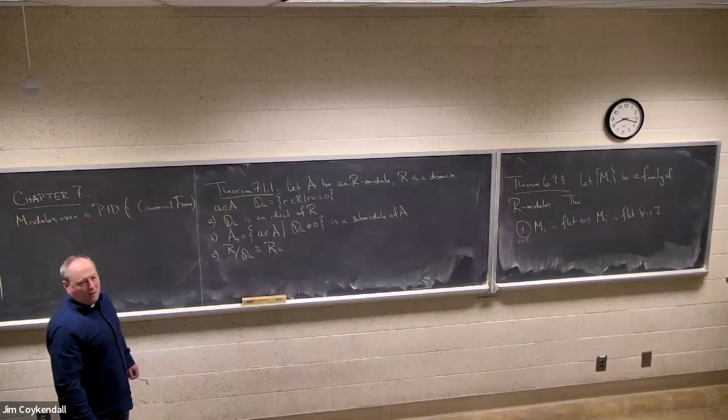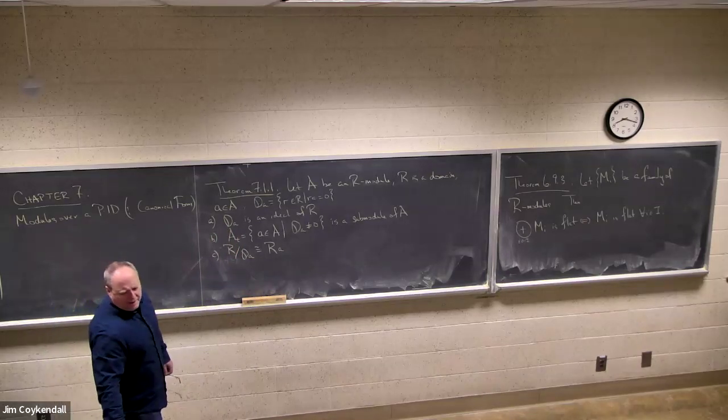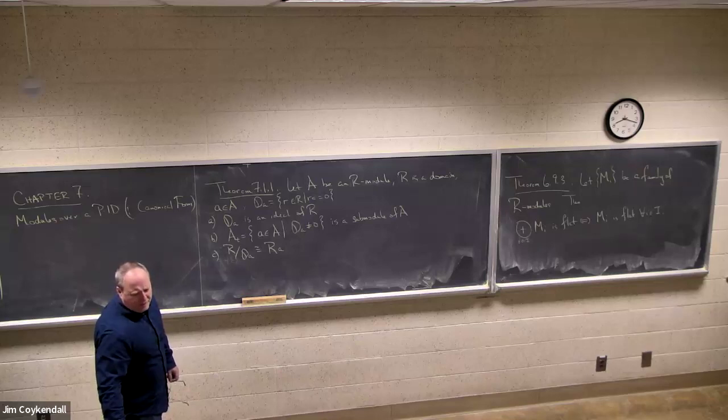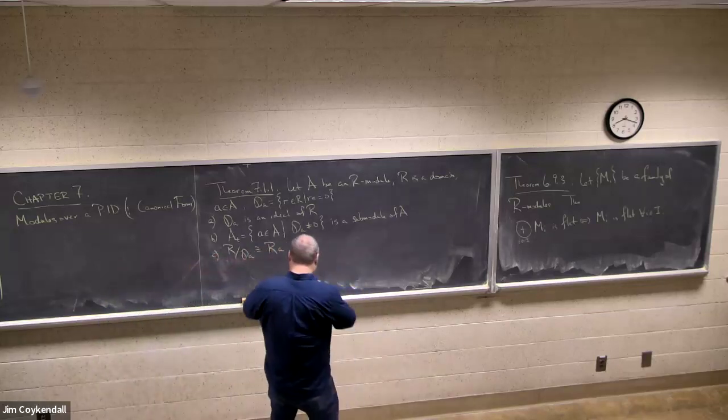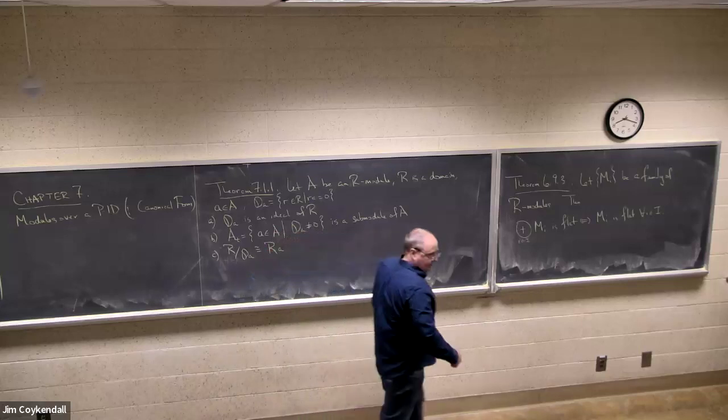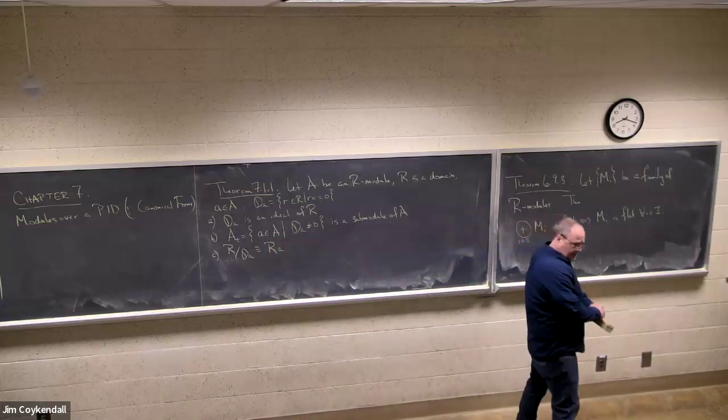So when you take R and you mod out by the annihilator of A, it's isomorphic to the ideal, or I should say the submodule, the cyclic submodule generated by A. Now let me up the voltage here. It's an isomorphism of modules? Yes.